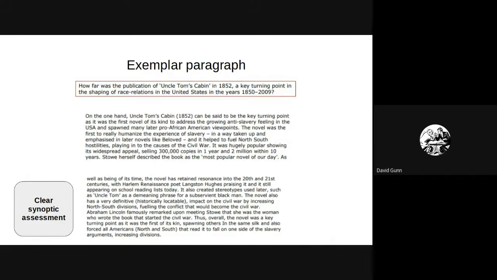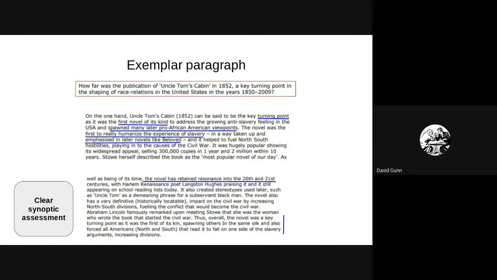So I'm just going to highlight the key terms and phrases that really show what I'm talking about here. It says, on the one hand, Uncle Tom's Cabin can be said to be the key turning point. So it's engaging with the key term in the question, this idea of turning point, as it was the first novel of its kind. So it's really saying this is unprecedented, to address the growing anti-slavery feeling in the USA and spawned many later pro-African American viewpoints. So it's saying it sets a precedent.